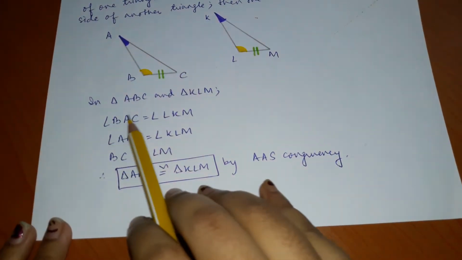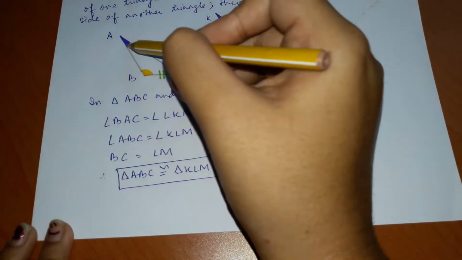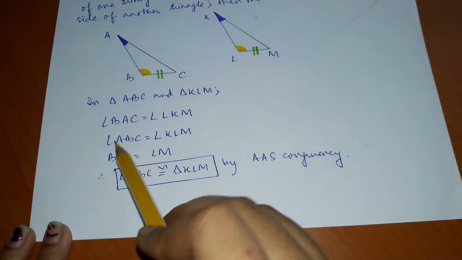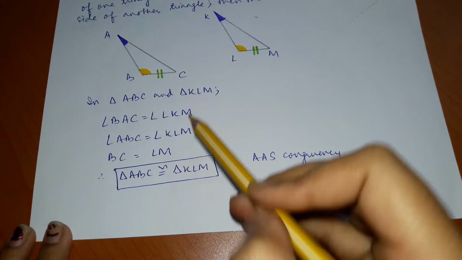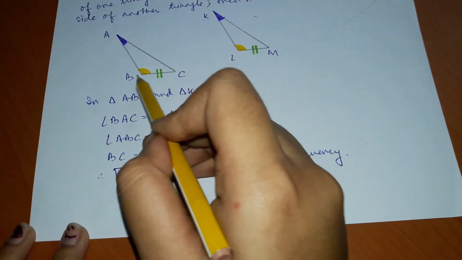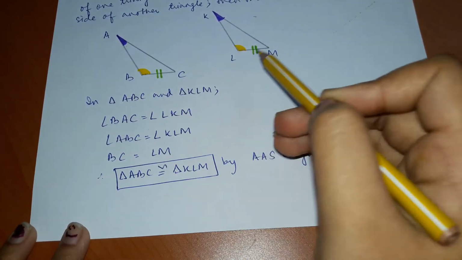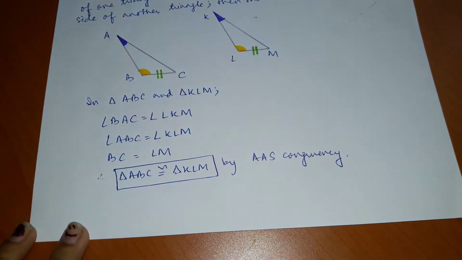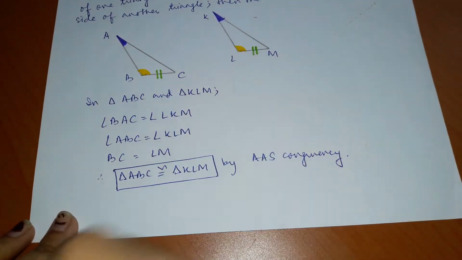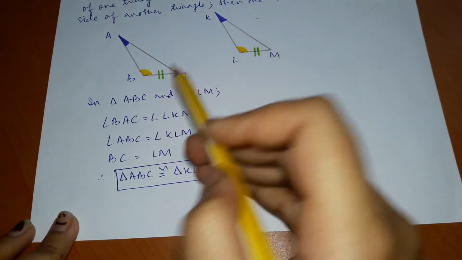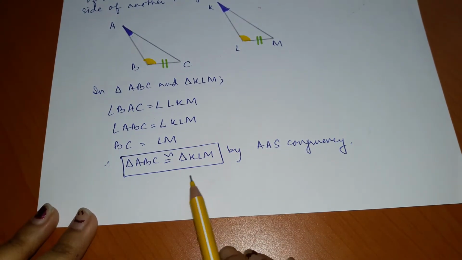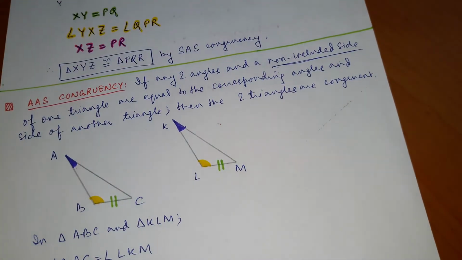So in triangle ABC and triangle KLM, angle BAC, meaning this angle, equals angle LKM, this angle. Angle ABC equals angle KLM, it means these two yellow angles are equal, and BC equals LM, the non-included side. The included side is AB, here also the included side is KL, but we are talking about the non-included side, which means we can take BC, we could have also taken AC and here KM, but we have taken BC. Okay, so BC equals LM, it means that triangle ABC is congruent to triangle KLM by AAS congruency.